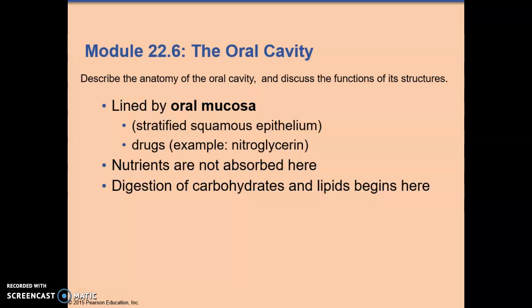So the oral cavity is lined with stratified squamous epithelium. Nutrients are not absorbed here, but some drugs can be, for example, nitroglycerin through the oral mucosa, and digestion of carbs and lipids begins here. A little bit of lipase is secreted here, but mostly we think of the salivary amylase as digesting starch.